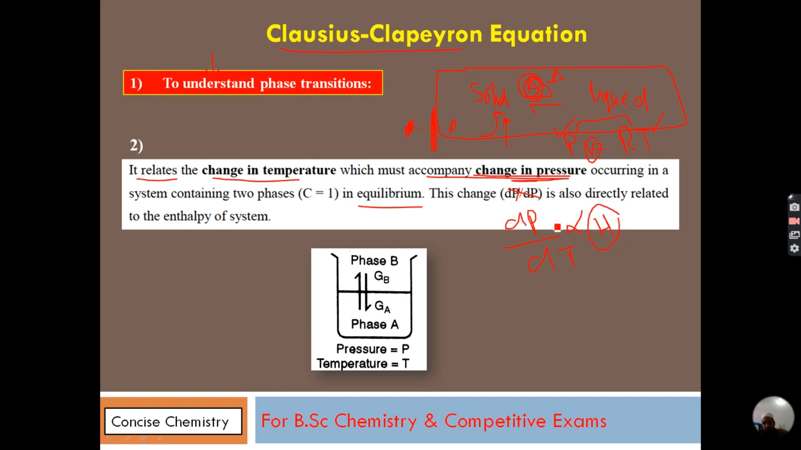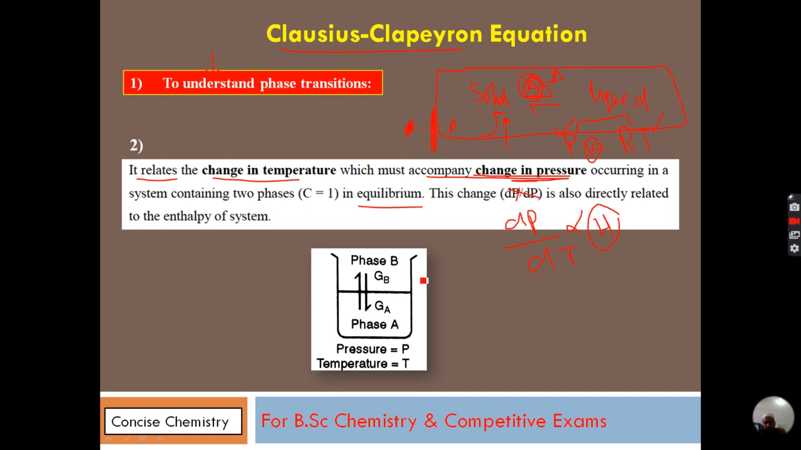How is this related to the enthalpy of the system? This we'll see when we go to the derivation. But in general, what the Clausius Clapeyron equation does is it relates the change in temperature with the change in pressure, and also it relates this temperature change and pressure change with the enthalpy of the system. Okay? And it is useful to understand the phase transitions.